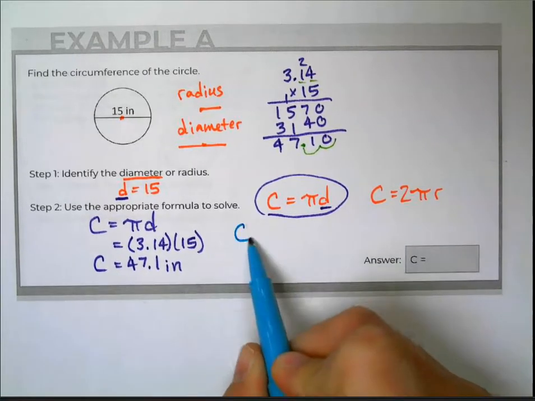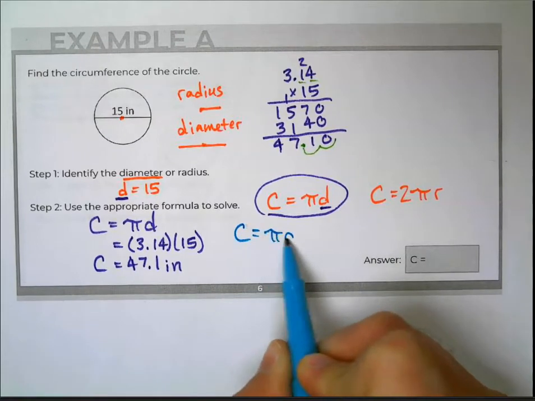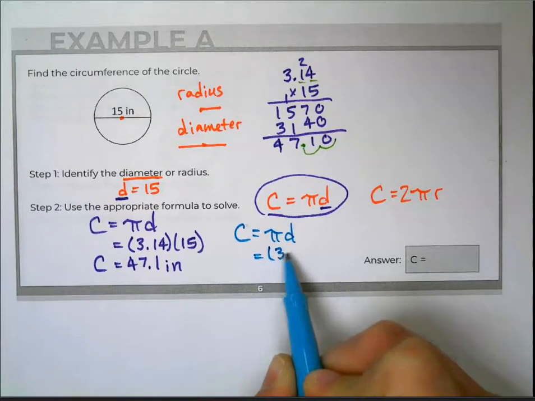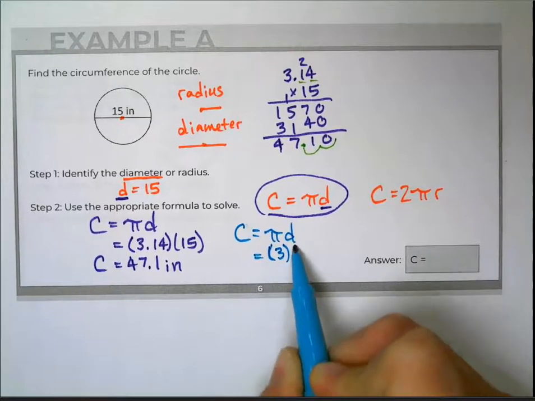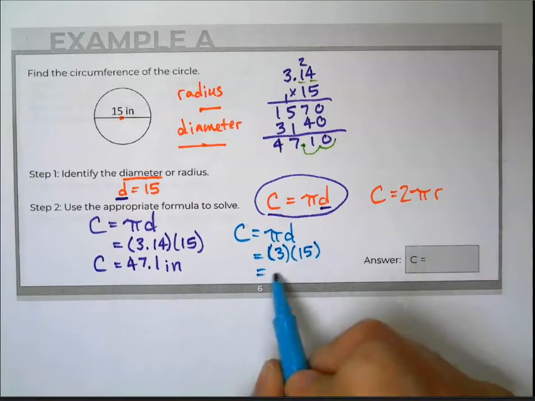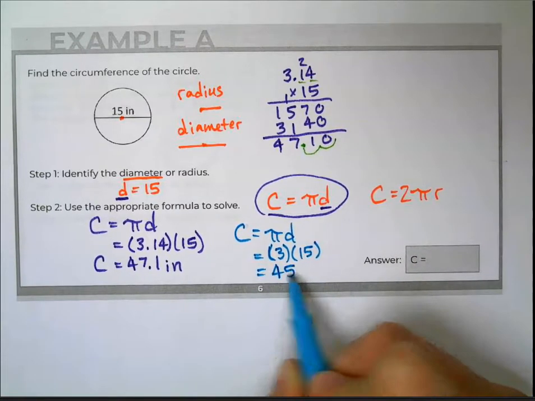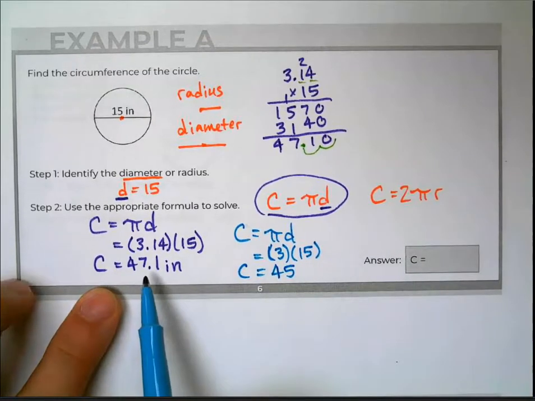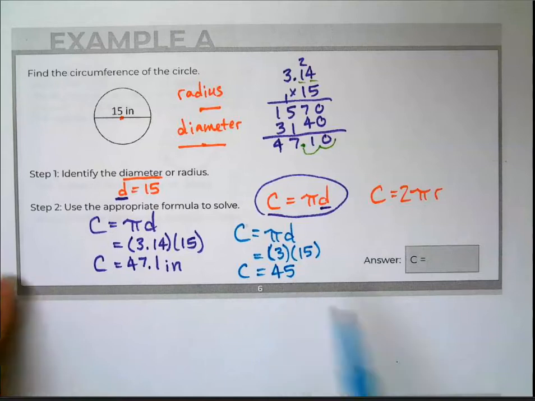So C equals pi times diameter. Pi, instead of 3.14, I'm just going to use 3. And the diameter is 15. And 3 times 15 is 45. So look at these two answers. You have 47.1 and 45. Those are very, very close.